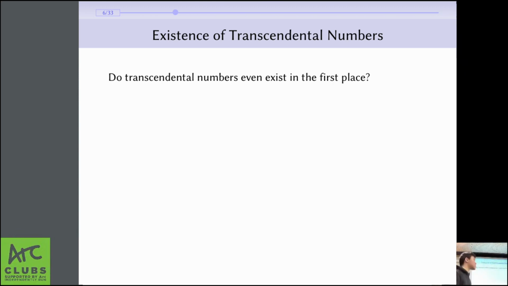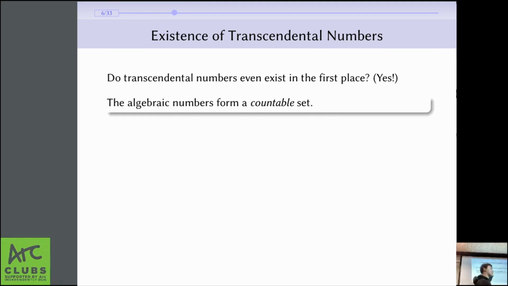Cool. So with that in mind, one question we might want to ask is, do there exist transcendental numbers? Clearly, we know that algebraic numbers exist, but do transcendental numbers even exist in the first place? And the answer is yes, they do exist because algebraic numbers actually form what we call a countable set. If you have the set of all algebraic numbers, you can count them one by one, or there is a way to associate a natural number with an element of the algebraic numbers.